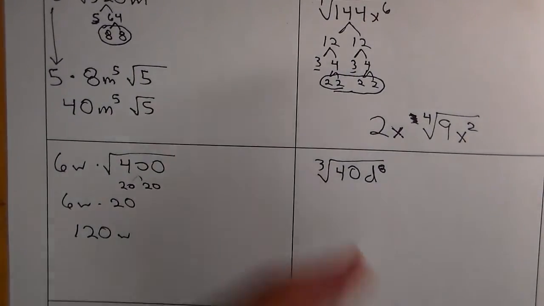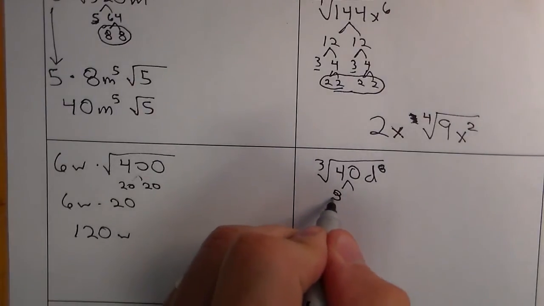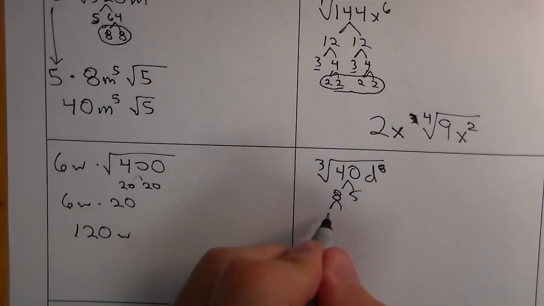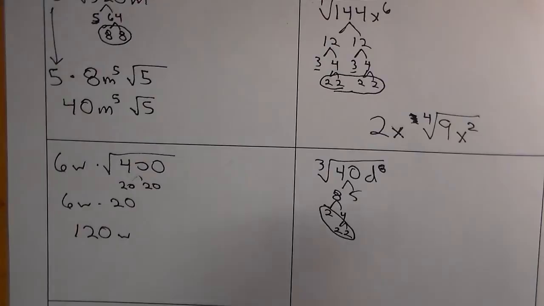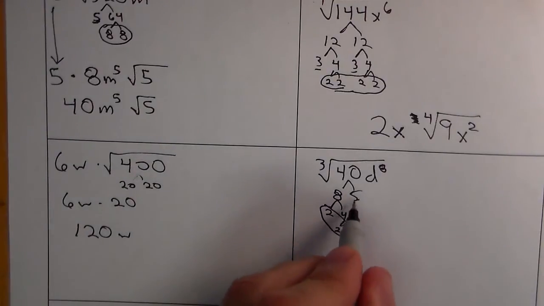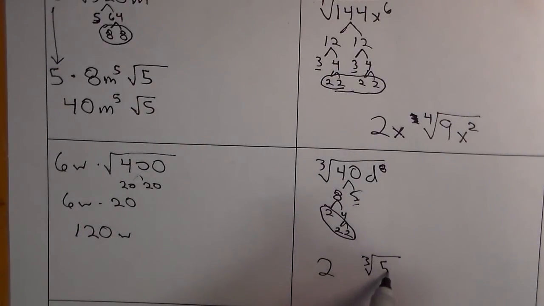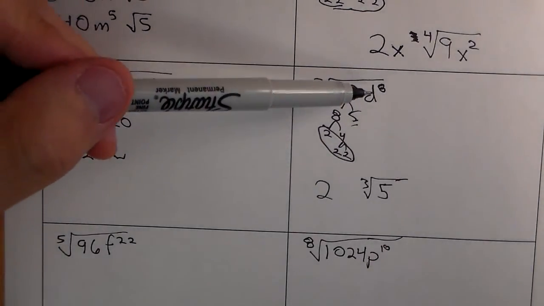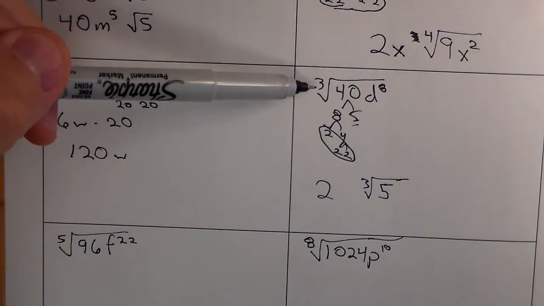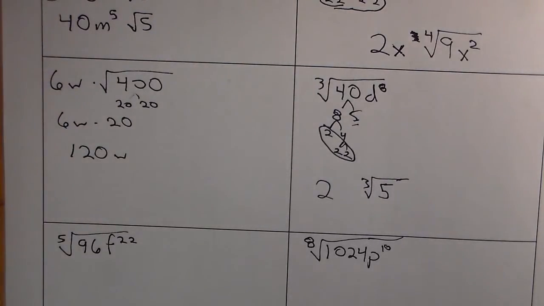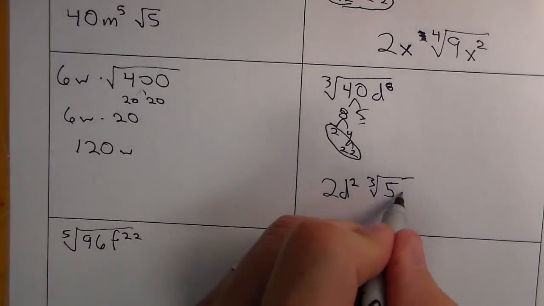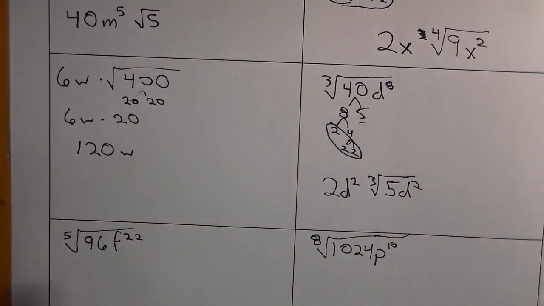The cube root of 40d to the 8th. 40 is 8 times 5. Now why I'm picking that one is I know that 8 is a perfect cube. It's going to have 2 and 4, which gives me 2 and 2. So the 2's are going to come out. 2 on the outside. The 5 stays on the inside. Now I just need to simplify the exponent for d. d to the 8th, if I'm looking at sets of 3, I have 2 times 3 is 6, so that takes out 2 sets, so that's d squared on the outside. The remainder then would be 2, so that's d squared.